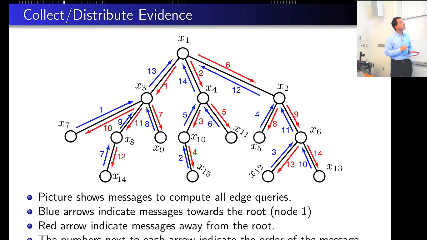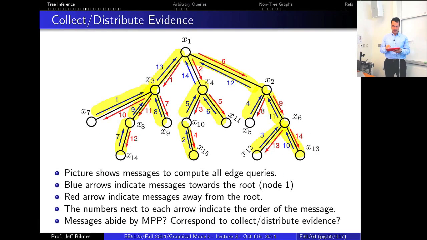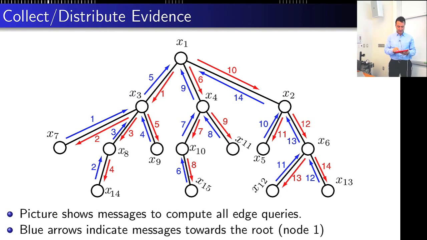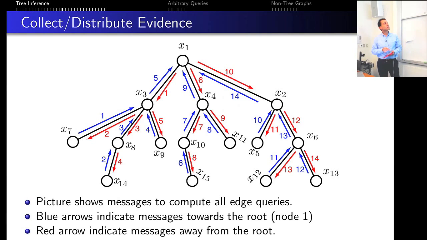The blue arrows correspond to the collect evidence. So there's the first message, the second message, the third, fourth, fifth, sixth, seventh, eighth, ninth, and so on and so forth. And then the red edges correspond to distributed evidence. How about this one? Does this correspond to MPP? You guys stare at it for a minute.